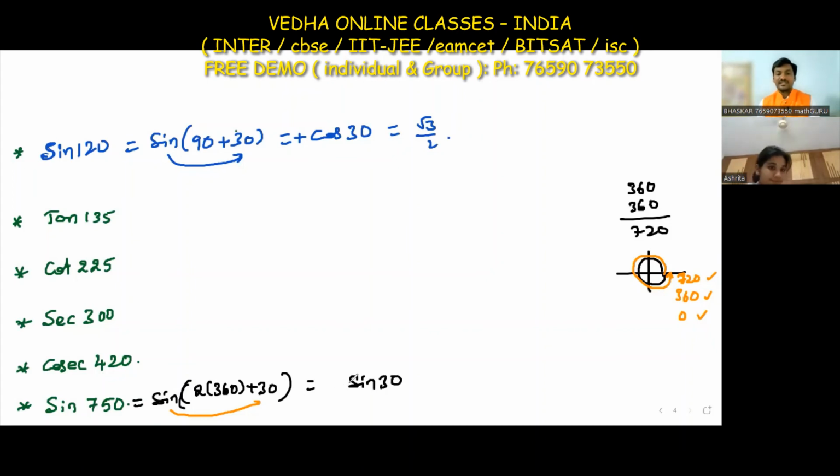That is the first quadrant, so positive. Sine 30, what is sine 30? 1 by 2. This is the required solution.